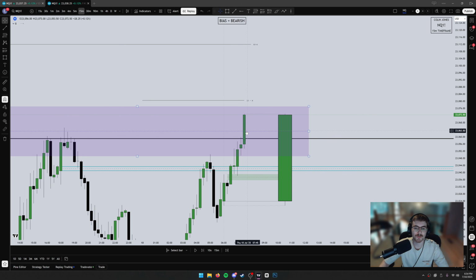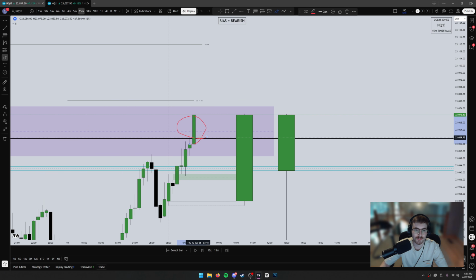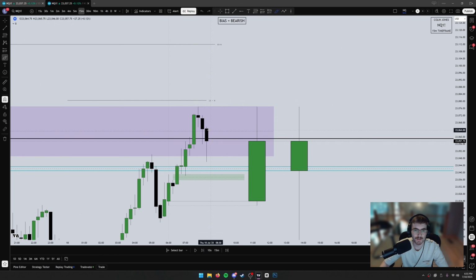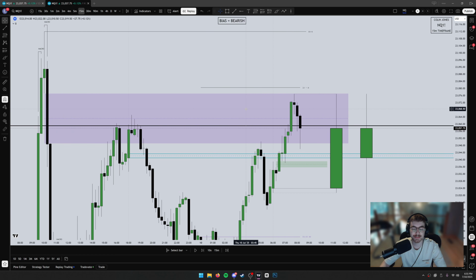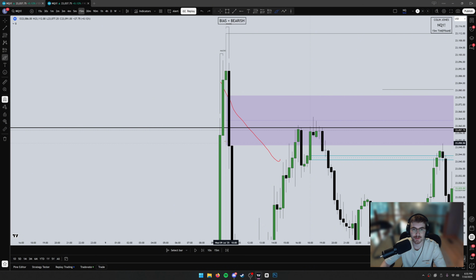I wait till we close past consequent encroachment because it's a high time frame. Consequent encroachment holds way more confluence on the high time frame than it does on the low time frame. So if we close above this, I'm going to consider this bearish gap an inversion gap. Well, what happens if we close above and then back below consequent encroachment, like we do right here? In this case, I am no longer willing to use this fair value gap and it will just be deleted off my chart.